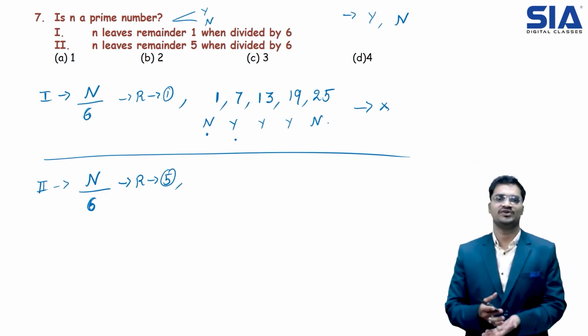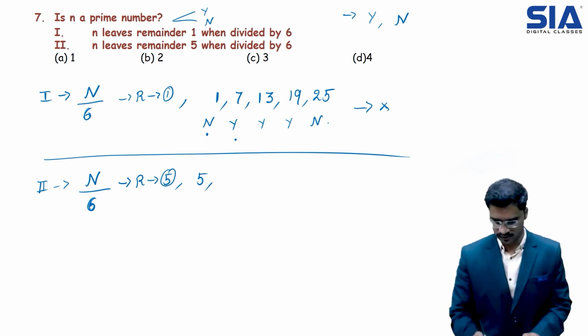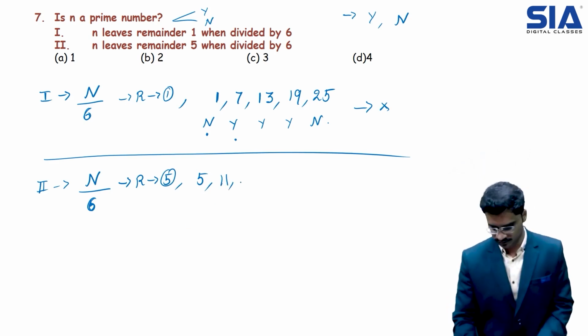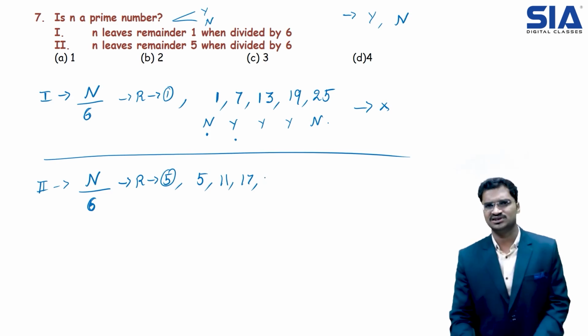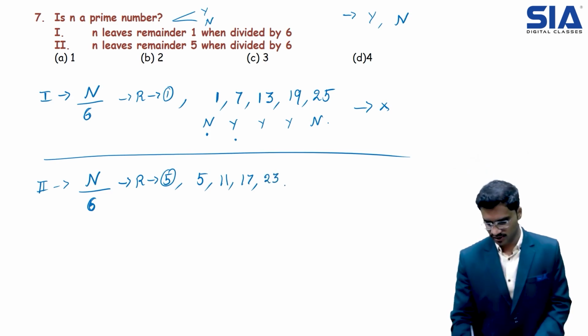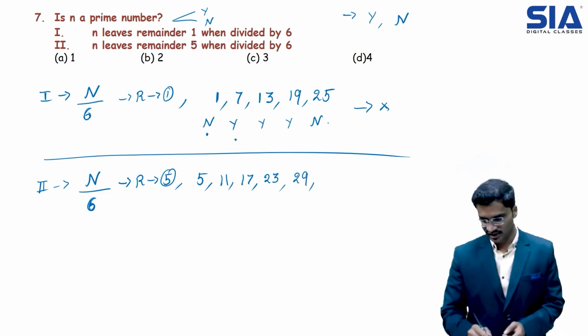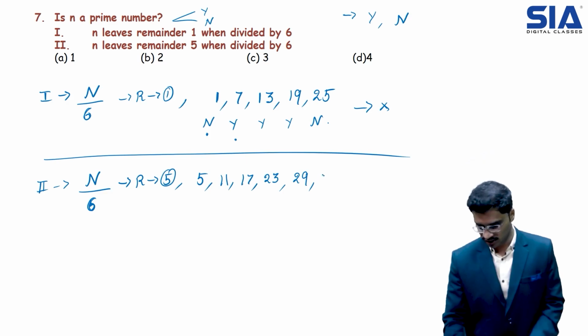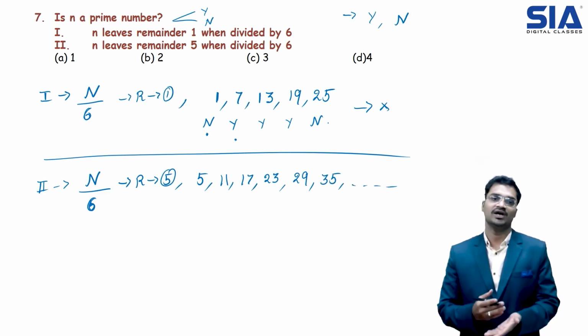So the values of n can be 5, then 11, then 17, then 17 plus 6, which is 23, 23 plus 6, 29, 29 plus 6 is 35, and so on. So the n values can be like this.